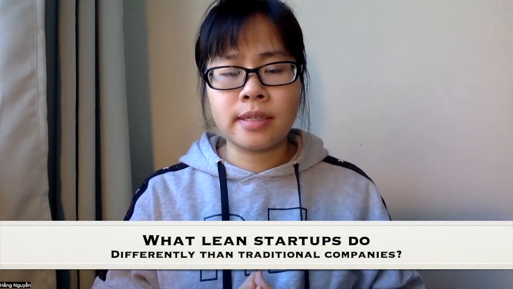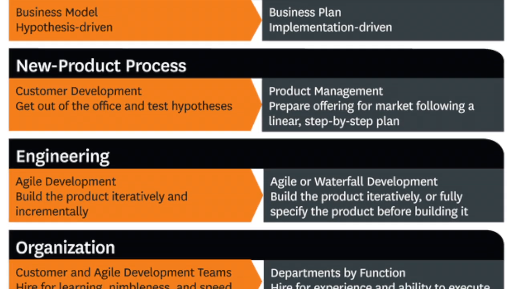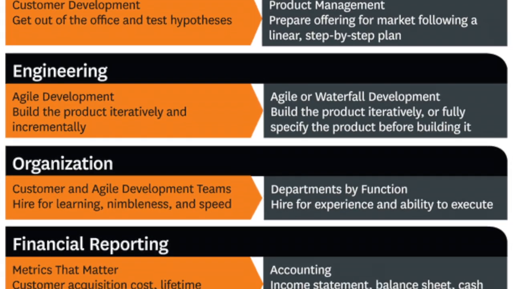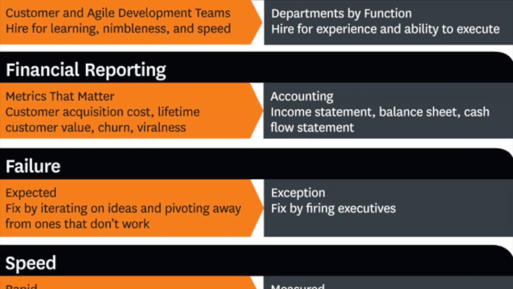The third question is, what do lean startups do differently than traditional companies? As a matter of fact, there are many things that lean startups do differently from traditional companies, from strategy, new product process, engineering, organization, financial reporting, failure, and speed. This table of contents lists all of these aspects. However, I want to emphasize three main things that lean startups do differently.